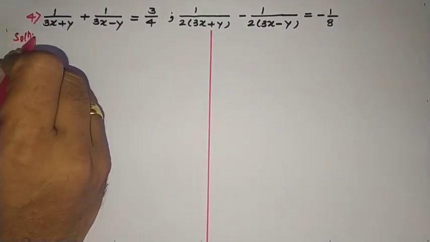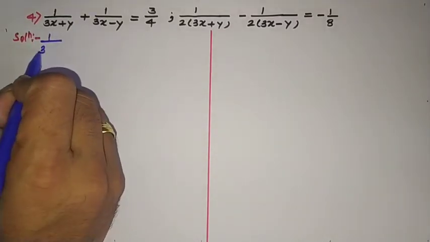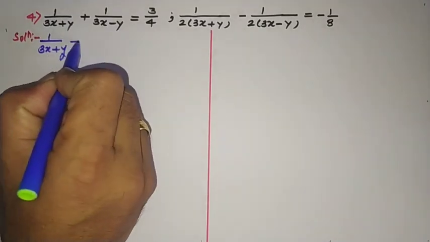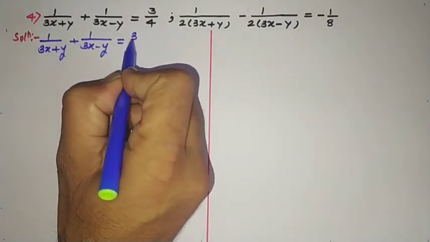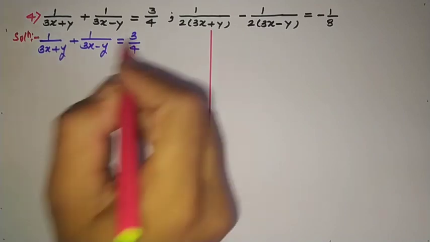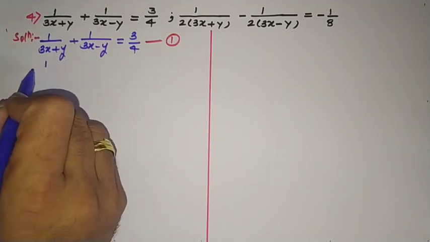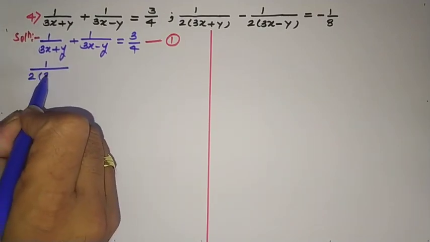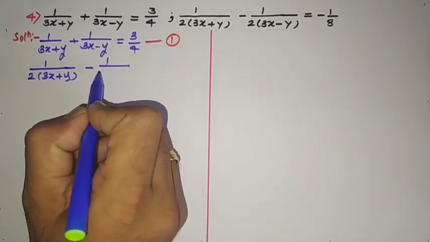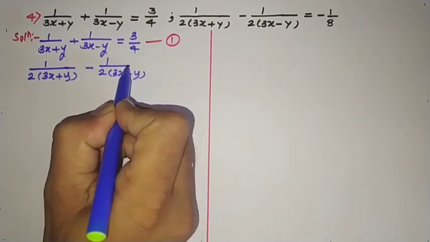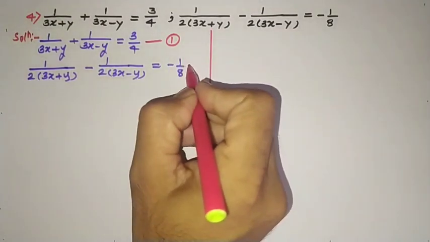First, write down these two equations. First equation is 1 upon 3x plus y plus 1 upon 3x minus y is equal to 3 upon 4. This is the first equation. And second, 1 upon 2 into bracket 3x plus y minus 1 upon 2 into 3x minus y is equal to minus 1 upon 8. This is the second equation.